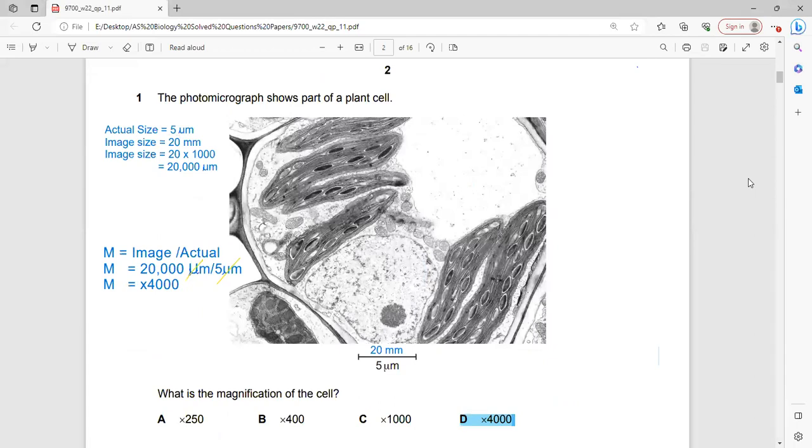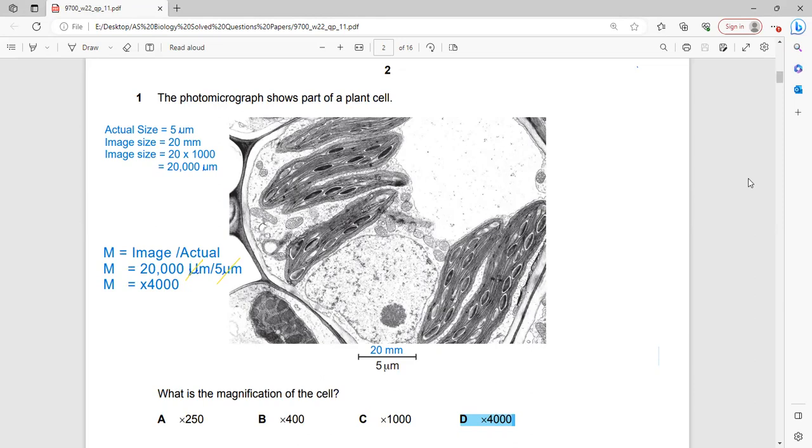Question number 1 says, the photograph shows part of a plant cell. Here, the actual size is given as 5 micrometers, while the scale is mentioned with the 5 micrometers, and we need to measure this scale with the help of our ruler, which is in millimeters. So we shall also use the smaller unit to improve the accuracy and precision.